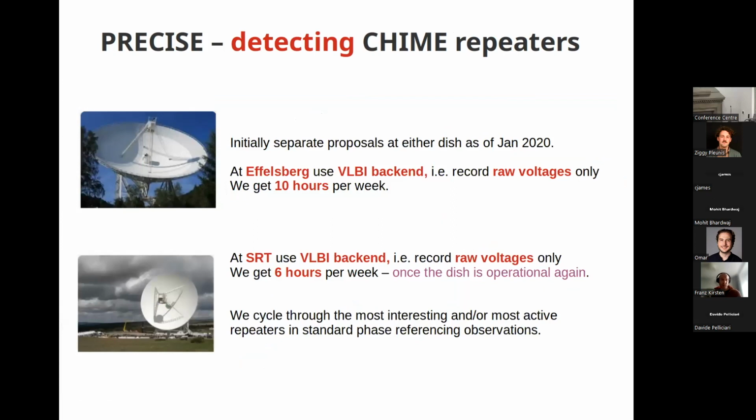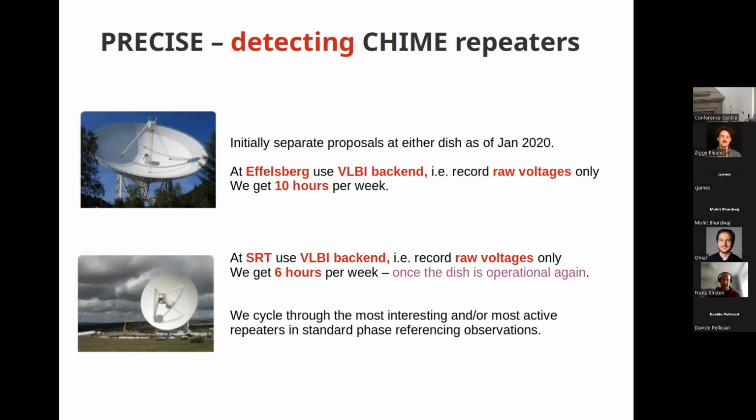Like I said, just the monitoring and using CHIME as our detector wasn't going to work so well in the long term. So starting January 2020, so we started in 2019, and 3 months later, we started to have Effelsberg in this array. Later on also the SRT, so the 64 meter dish in Sardinia. And we still have this setup that we always have Effelsberg in the array, which is our detecting station. At the station, we record with the VLBI backend. So this means we have the raw voltages that we record, and we get about 10 hours per week on the Effelsberg dish, 100 meter station.